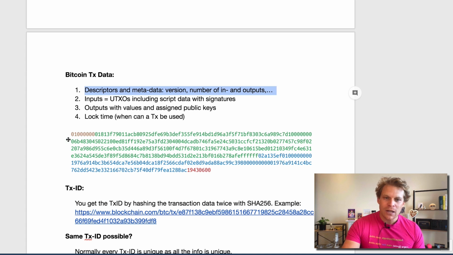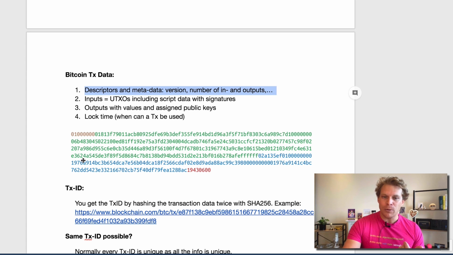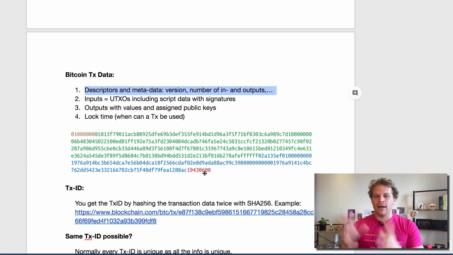Then you have those zeros, then you have some more input, and these are all pretty much inputs. And then we have the blue ones, which are the outputs in this case. You can see them separated with the zeros. And then we have a lock time, which is more programming stuff about when a transaction can actually be used. Let's not get stuck on the lock time.